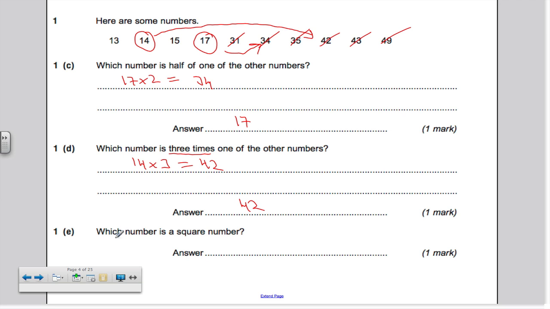That's our mark. And which number is a square number? Something everyone should know. You've got to know your square numbers. Analyzing our list, not square, not square, not square, not square, not square. Keep going and you'll hopefully find out that 49 is a square number because 7 times 7 is 49. So 49 is your square number there.